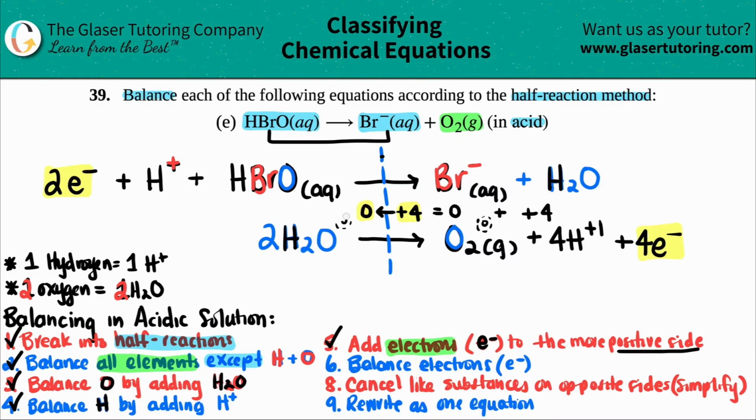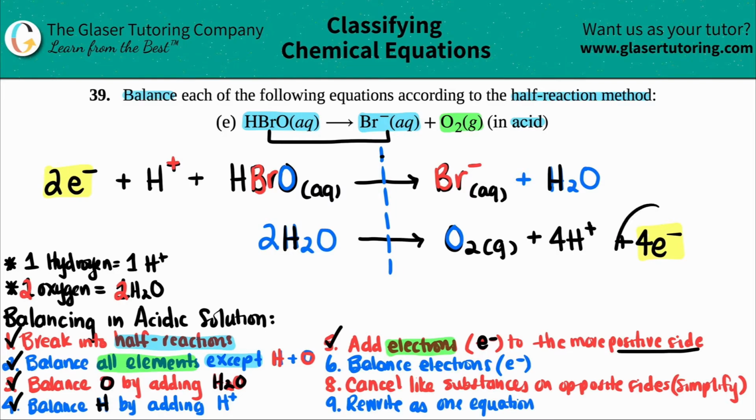Okay, and for this one, all we just need is that electron answer. Okay, and there we go. So now we're down to this. The next step is that we have to balance those electrons. We balance the electrons by multiplying.